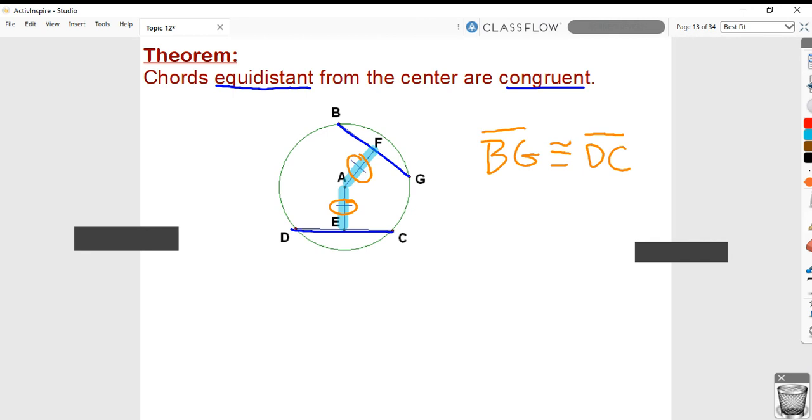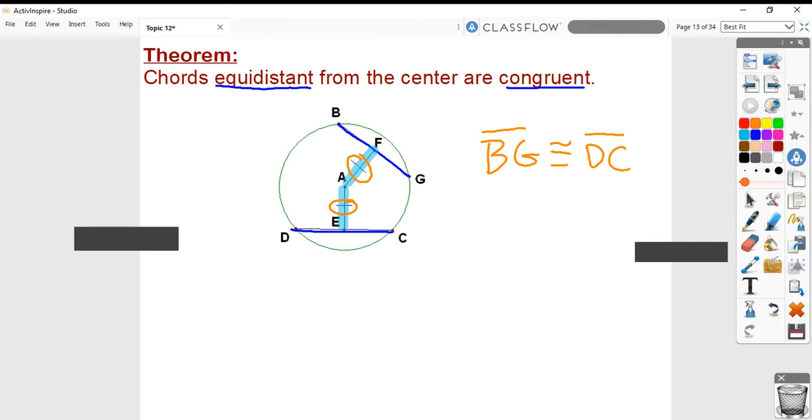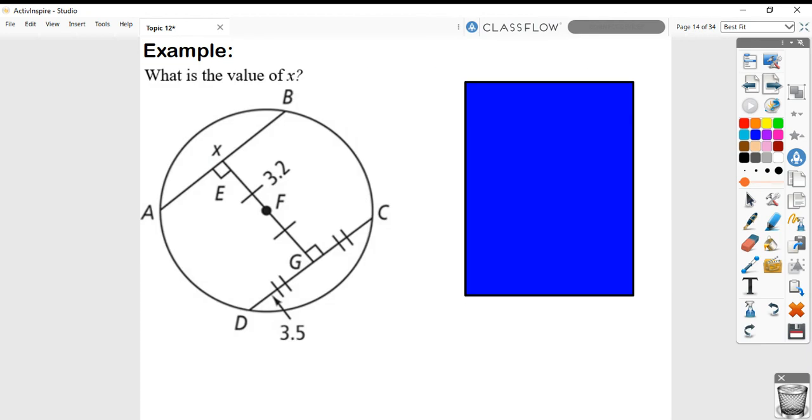All right, those are the four theorems. Let's look at an example that's going to use this. Okay, the example problem is asking, what is the value of x?